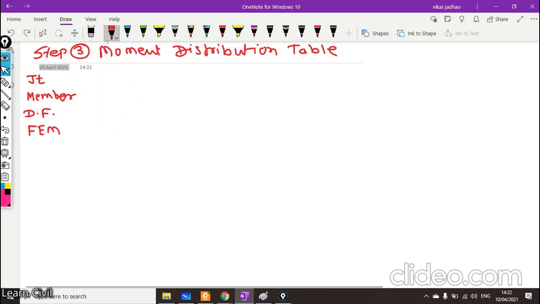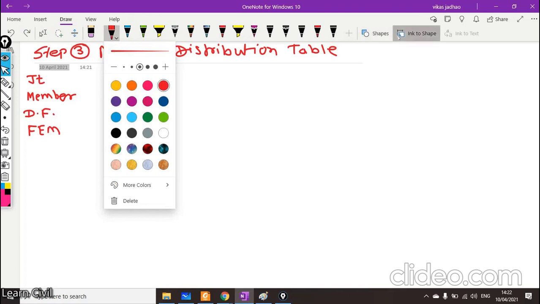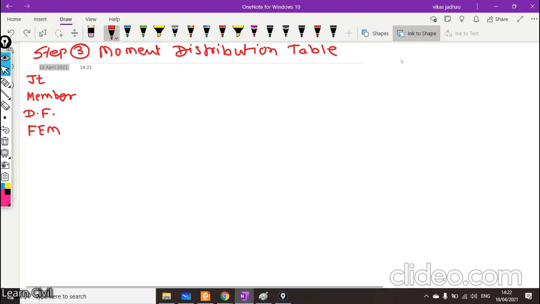Okay, so for this we are having joint A, then we are having joint B, then we are having joint C, and last we will be having joint D.